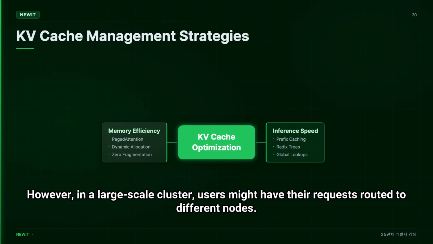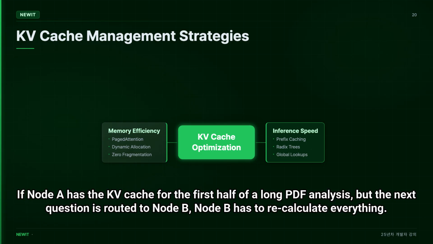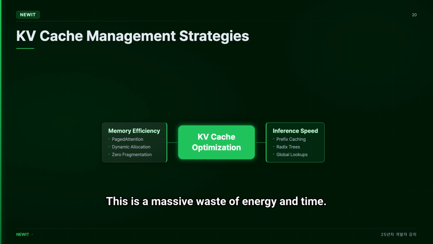However, in a large-scale cluster, users might have their requests routed to different nodes. If node A has the KV cache for the first half of a long PDF analysis, but the next question is routed to node B, node B has to recalculate everything. This is a massive waste of energy and time.